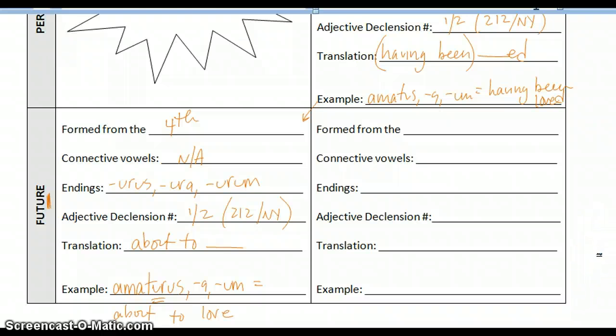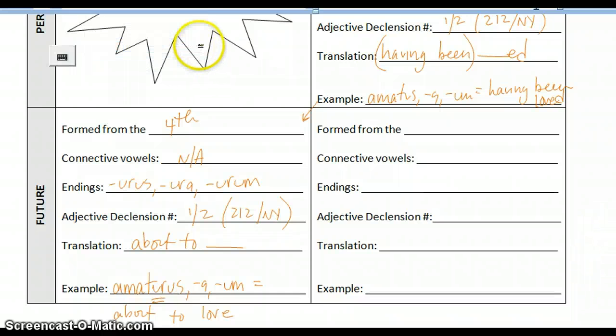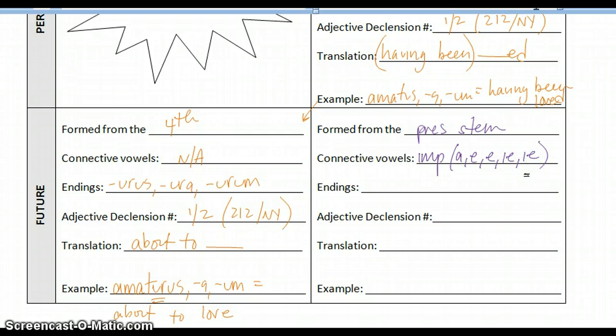Alright, and our future passive participle, I'm going to switch back to purple because it's formed from the present stem. And whenever we use the present stem, we're using the imperfect connecting vowels, which are the a, e, i vowels, depending on the conjugation. The ending for this one is -ndus, -nda, -ndum. We get this nd in the word gerund. And it behaves, as you can see, -us, -a, -um, like a first and second declension adjective, which you call 2-1-2 or "New York" adjective.